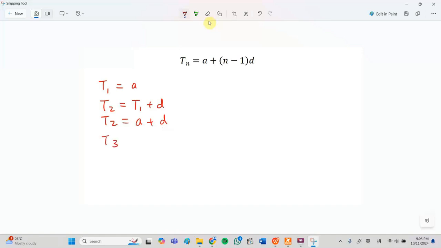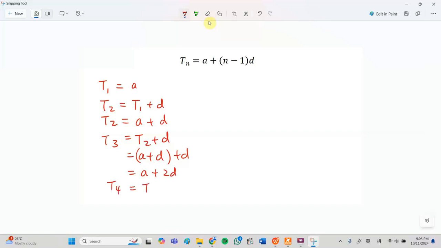Okay, so T3 is equals to T2, the previous term, plus D. But what is T2? T2 is A plus D. So we are going to replace T2 with A plus D. So A plus D plus D, you get A plus 2D. And we're going to do this one more time. We're going to show 4.